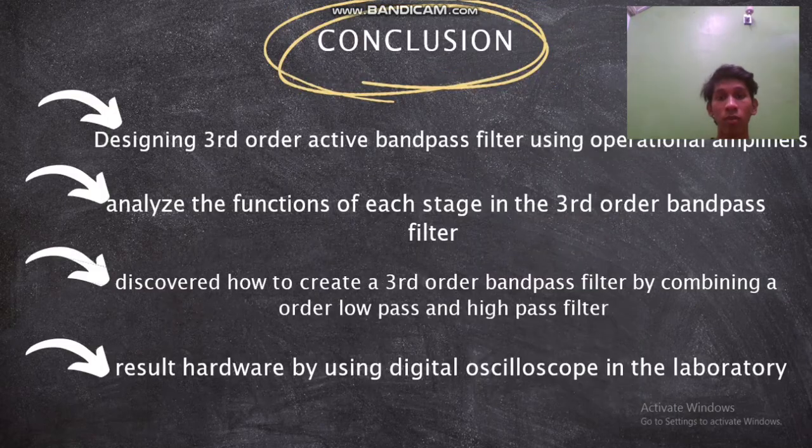For the conclusion, we designed the third order bandpass filter using the operational amplifier, which is the op-amp. We can analyze the function of each stage in the third order bandpass filter, as mentioned in the discussion analysis. We can discover how to create a third order bandpass filter by combining a low pass and a high pass filter. The result, however, by using the digital oscilloscope in the laboratory, is important for us to get the result. That's all from me. Thank you.